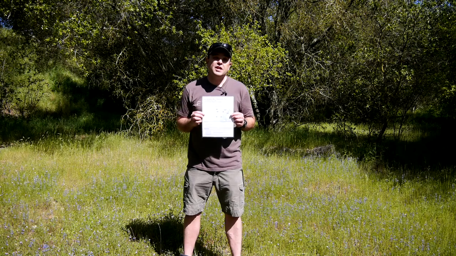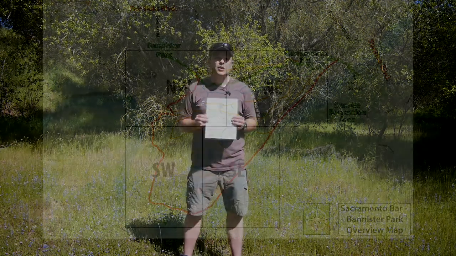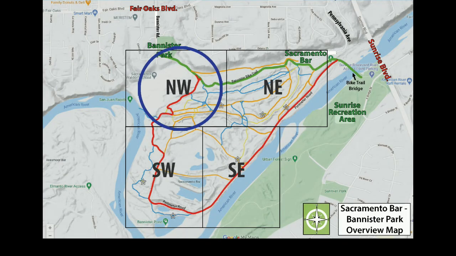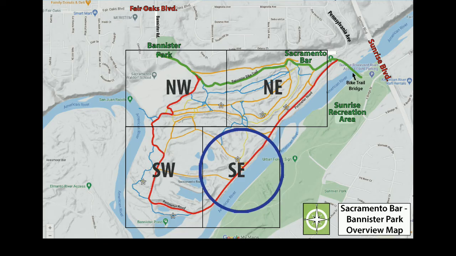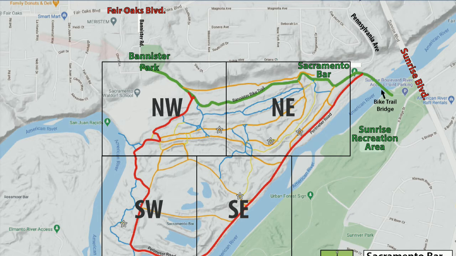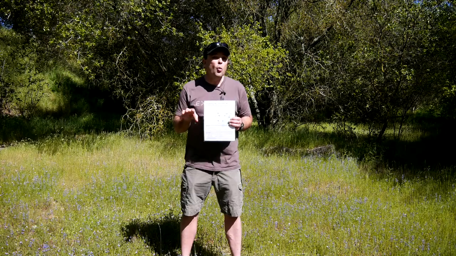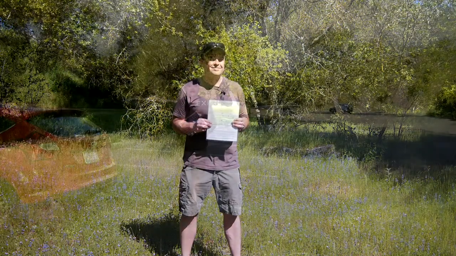Our 4 quarter section maps at Sacramento Bar are labeled by their compass directions. So we have a northwest quarter, a northeast quarter, a southwest quarter, and a southeast quarter. When you come to Sacramento Bar, you can come in from Bannister Park here in the northwest quarter, or through the Sacramento Bar entrance station at the end of Pennsylvania Avenue over in the northeast quarter. So be sure you know what entrance you're starting from so that you start with the right map.